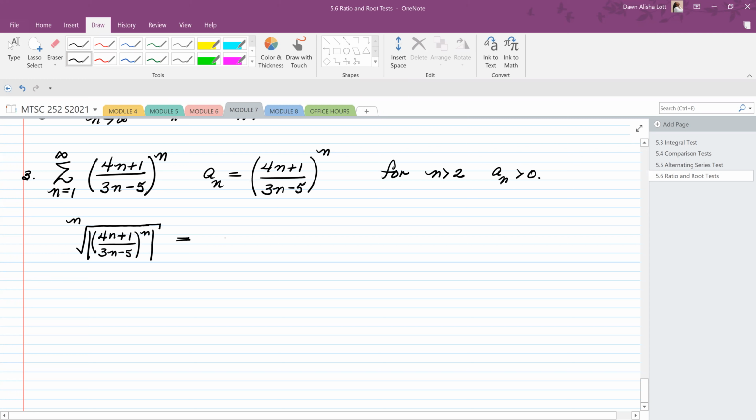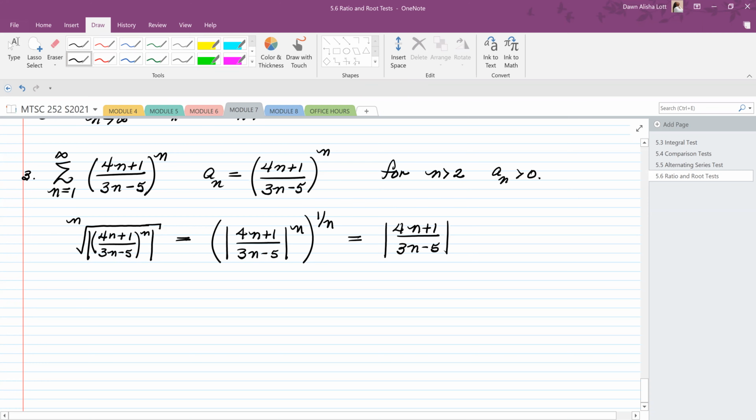So that looks like (4n plus 1 over 3n minus 5) to the nth power, and then it gets raised to the 1 over n, because that's the nth root. But that just becomes the absolute value of (4n plus 1) divided by (3n minus 5).